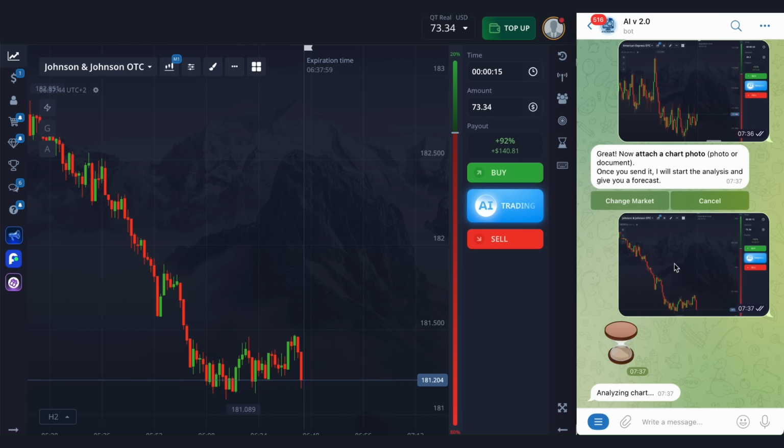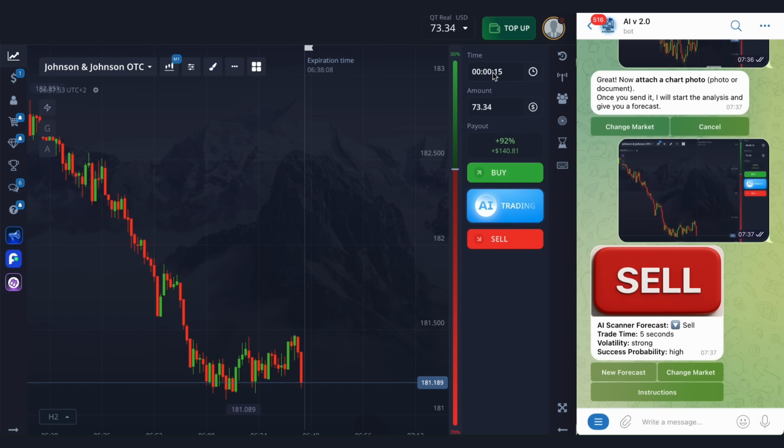All right, it's processing. It says it's gonna analyze and give us a forecast, and it is building strategies, ladies and gentlemen. Studying candlesticks, and what is it gonna be? It is a 5-second sell. Let's set our timer on 5 seconds and execute a sell order on this trade. We're gonna hold on tight and see.